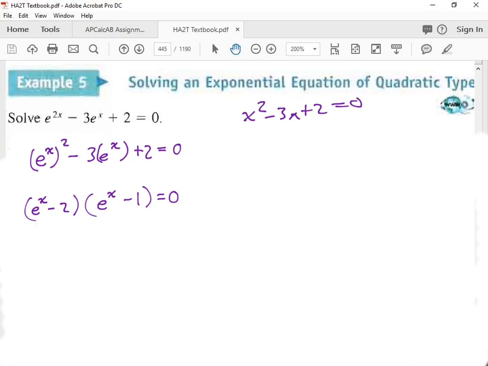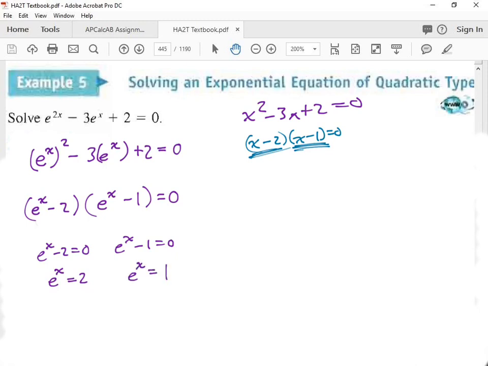Here, let's write what you would have on this problem over here. You would have x minus 2, then you have x minus 1. What would you do next to solve this problem? You would set each of these equal to 0. Okay, so we're going to do the same thing with this guy over here. We're going to go e^x minus 2 equals 0, and then e^x minus 1 equals 0. And then, so this one is e^x equals positive 2, and this is e^x equals positive 1.